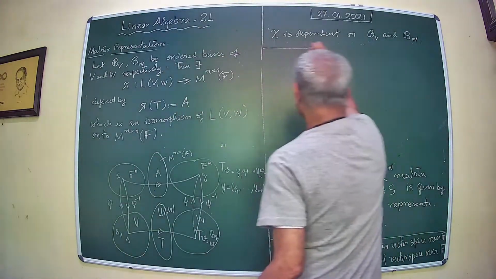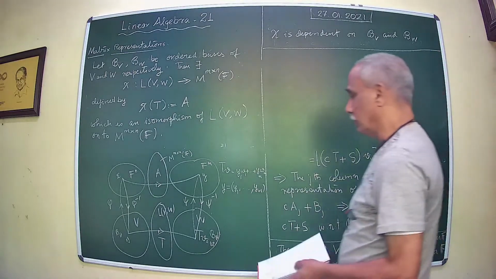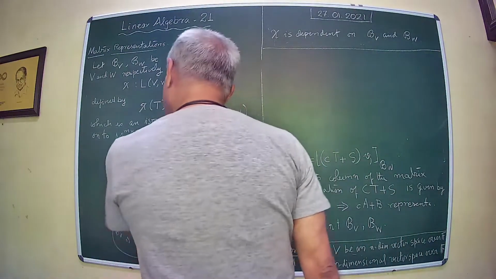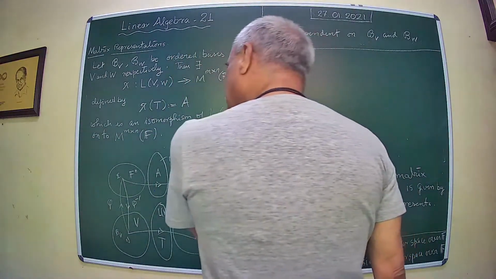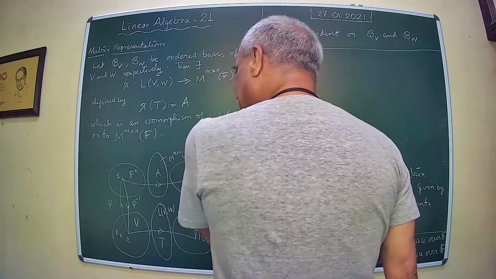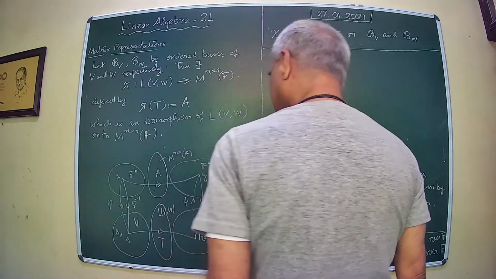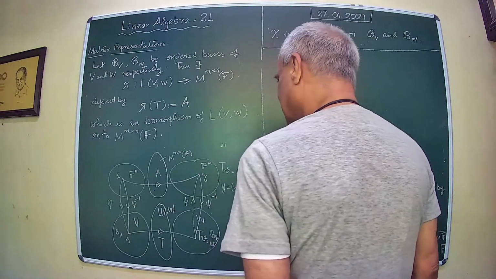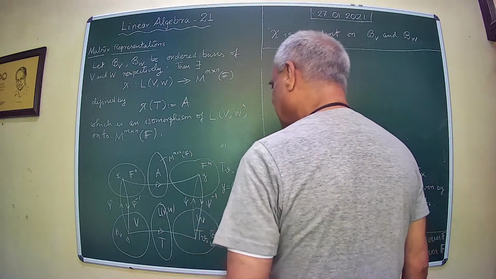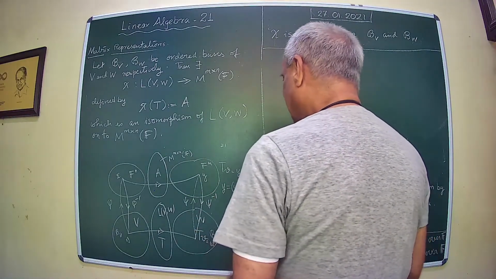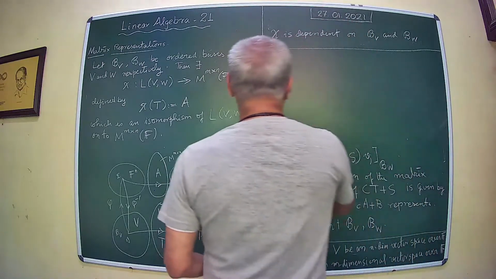Now once again let us go back to the picture. What do you have? So we want to say that given T there is an A. That is clear. Okay. How is A defined? A is defined by C.